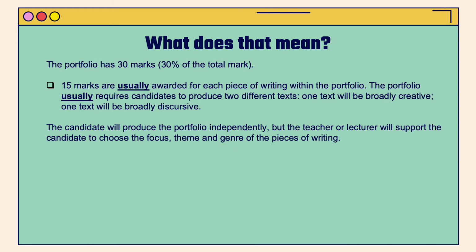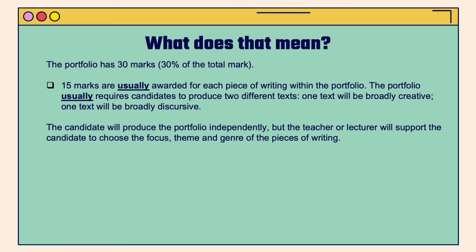Usually the portfolio has 30 marks, which is 30% in total of your overall grade. 15 marks are usually awarded for each piece of writing within the folio. The portfolio usually requires candidates to produce two different types of text, one which is broadly creative and one text which is broadly discursive. This means that the candidate must produce a portfolio independently by themselves, but the teacher or the lecturer will usually support that pupil to choose the focus, the theme, the genre, or the pieces of writing.